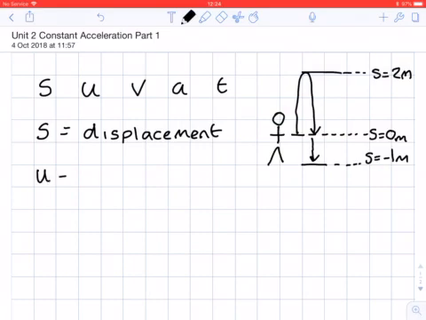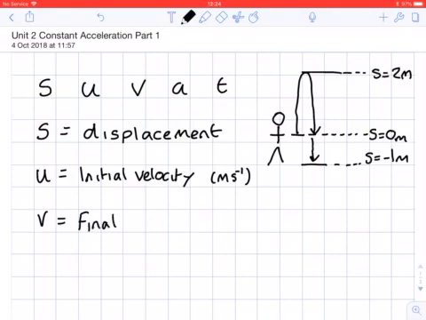U, the next letter, stands for initial velocity. Now, initial velocity, when we're talking about throwing things up in the air, is basically the release velocity. That's sometimes given in the question, or you're sometimes asked to find it, and that's obviously measured in meters per second. And again, we normally take the initial direction of motion as being positive. So most of the time, your initial velocity will be given as a positive value. Our third is final velocity.